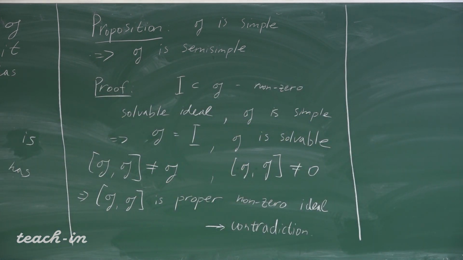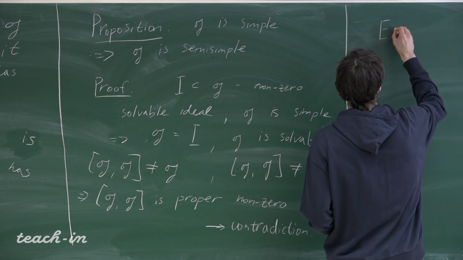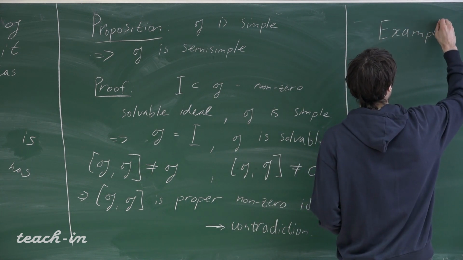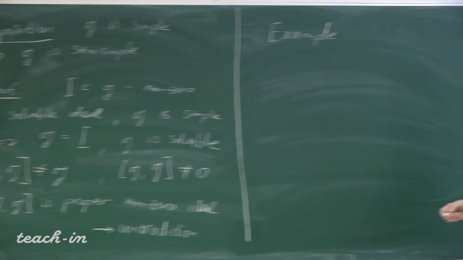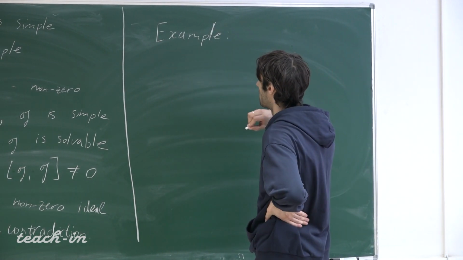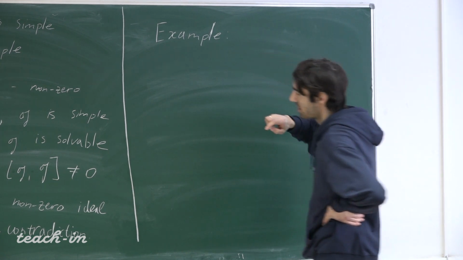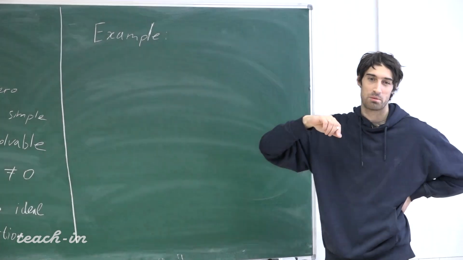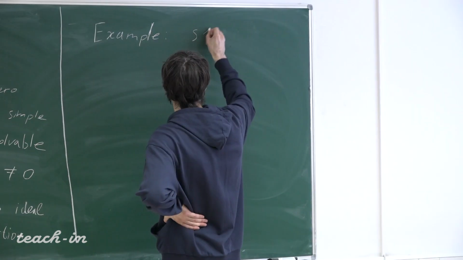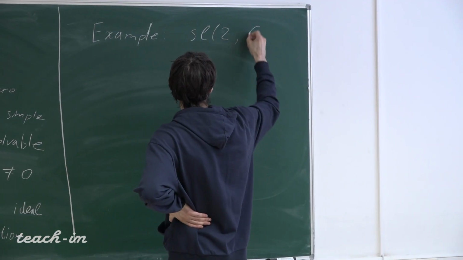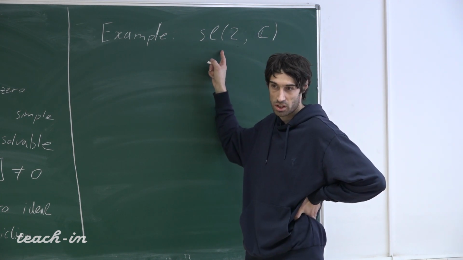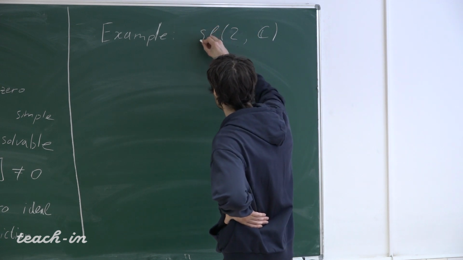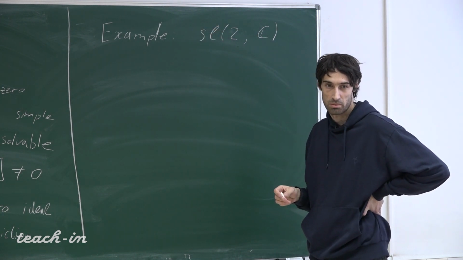So what would be an example? It's our favorite, I don't know, maybe one of my favorite Lie algebras, it's SL2, say over C. This we can see right away that it is actually simple. Not even semi-simple, but simple.